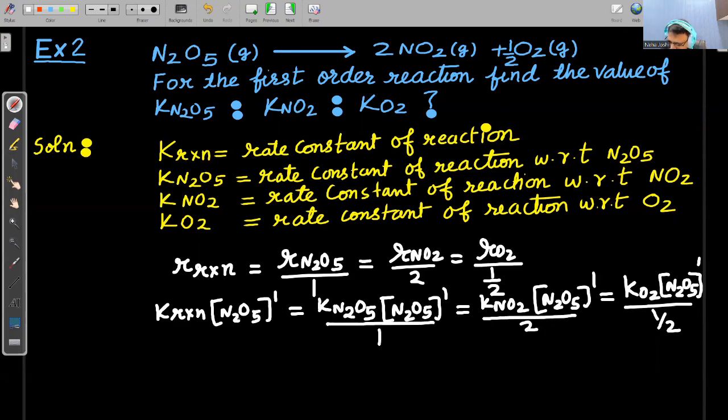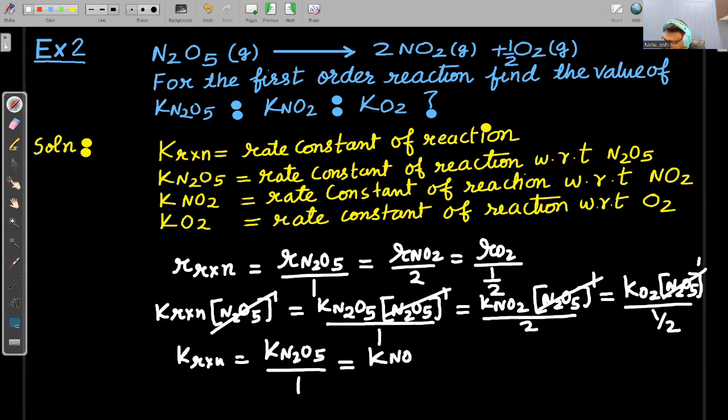Here you can see that N2O5 is common, so that will cancel out everywhere. So we get the relation, and the relation is similar to what we write for rate of reaction. What we are getting is that rate constant of reaction is equal to rate constant of reaction with respect to N2O5 divided by stoichiometric coefficient, rate constant of reaction with respect to NO2 divided by stoichiometric coefficient, rate constant of reaction with respect to O2 divided by stoichiometric coefficient. Suppose I want to write this value in terms of rate constant of reaction, and then we want to write what is the answer.